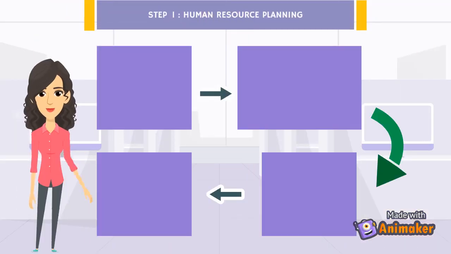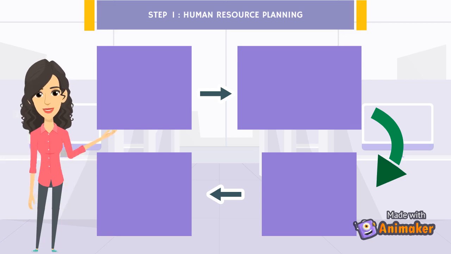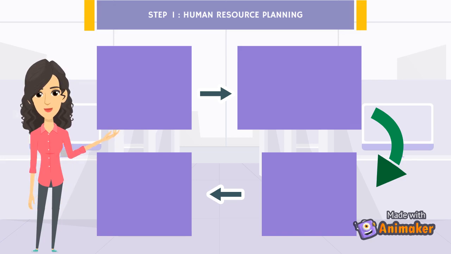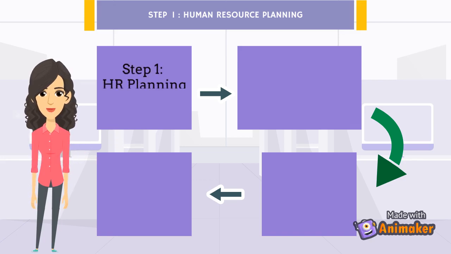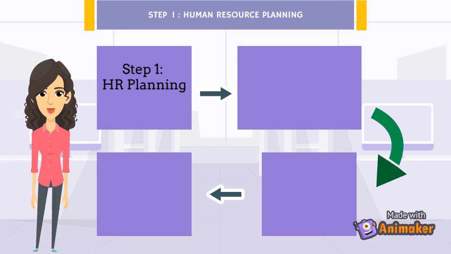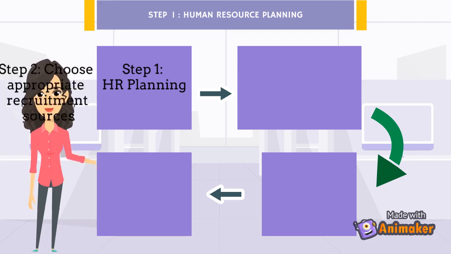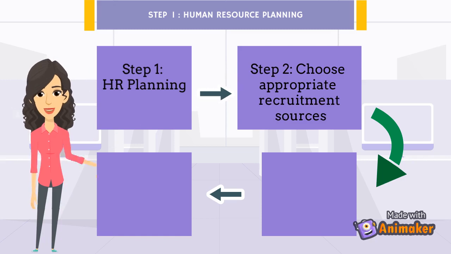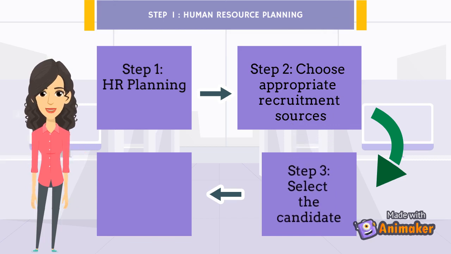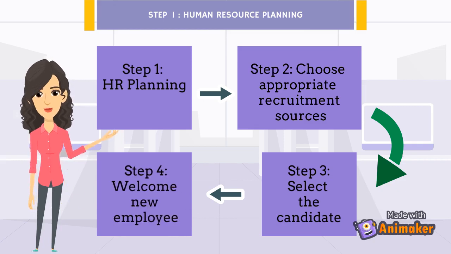So now, let's explore step 1 of the staffing process, which is human resource planning. There are 4 steps in human resource planning. The first step is HR planning, to forecast the organization's need in regard to the number of employees and the required skills. The second step is to choose appropriate recruitment sources to find applicants that have potential. The third step is to select the best candidate from the pool of applicants. Finally, the new employee is welcomed into the organization.